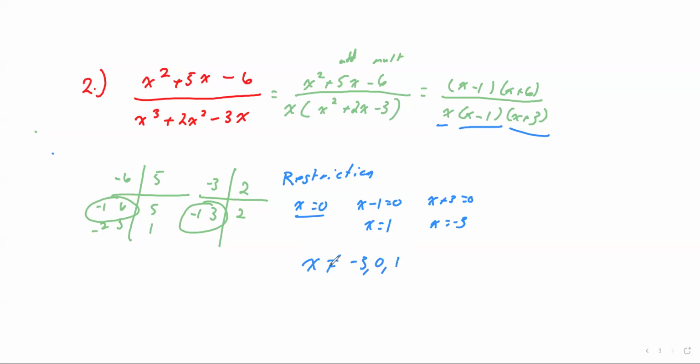Now that I got my restrictions out of the way, I can move on to step 2, and I will cancel what's in common. So I see an x minus 1 on both, and then I will write what's left. So that'd be x plus 6 over x times x plus 3. Now, this is correct. Your book might also go ahead and distribute this out. So it'll be x plus 6 over x squared plus 3x, but it might also accept this as well.